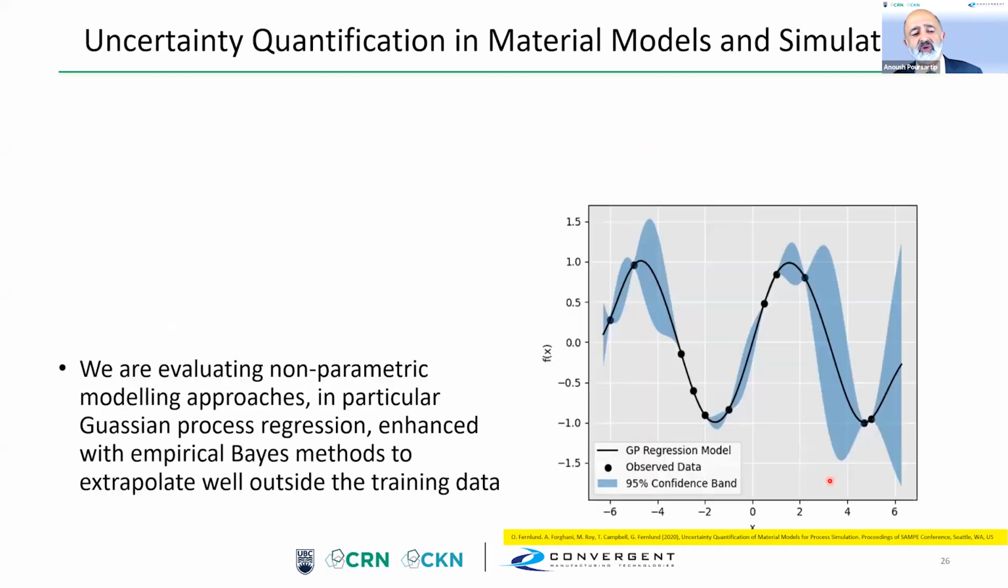What we're nowadays doing is we're evaluating non-parametric modeling approaches. And the team that is doing this work in particular likes Gaussian process regression, and they're enhancing it with empirical Bayes methods to actually bring in some of the physics so that we can extrapolate well outside the training data.